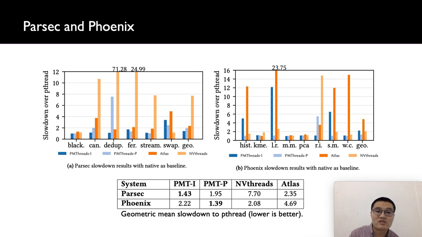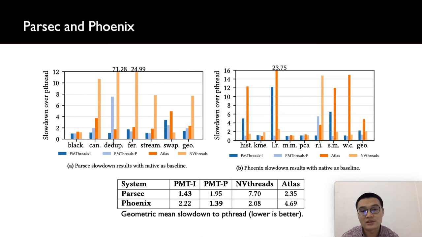We measure the performance slowdown relative to pthread due to providing data persistence, and observed that PMthreads I and PMthreads P incur the smallest slowdown in Parsec and Phoenix, respectively.